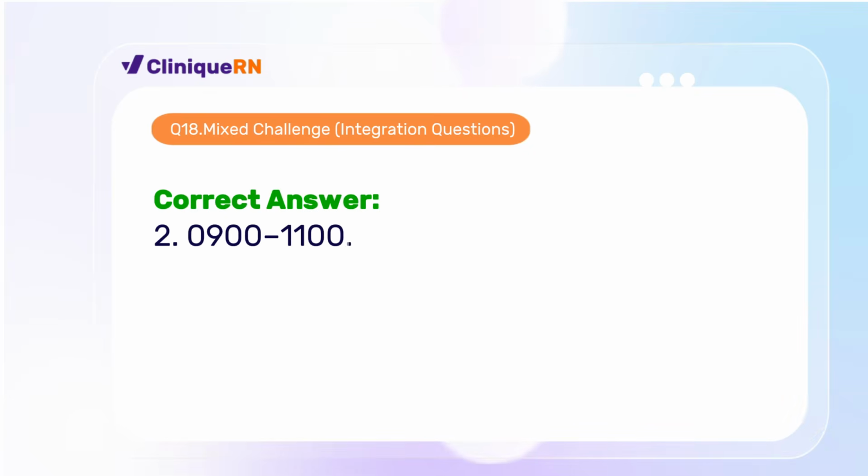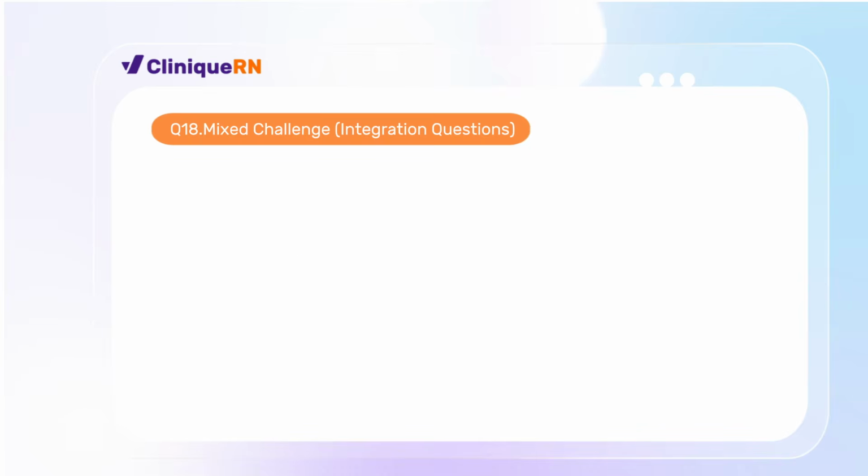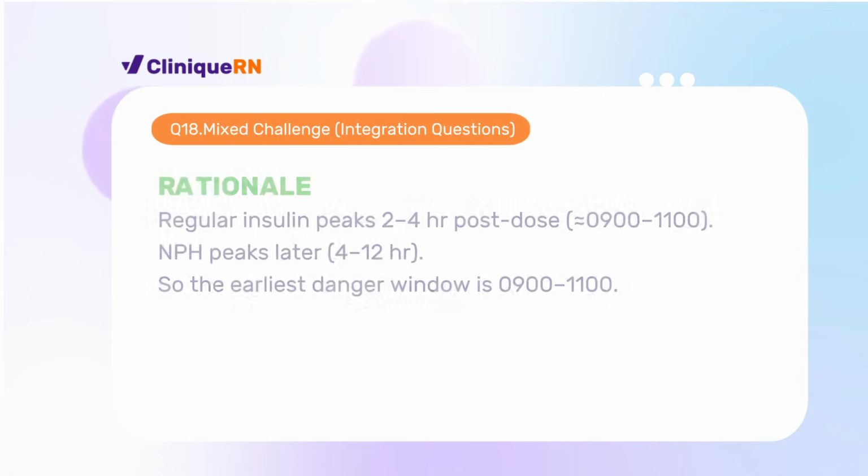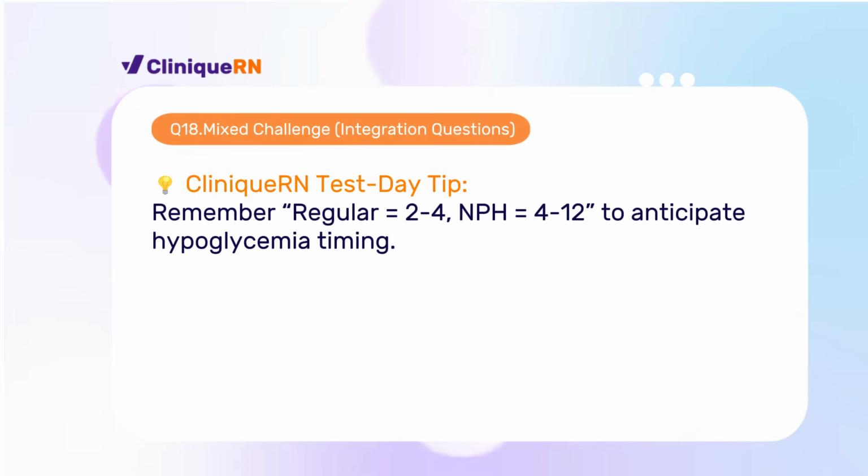The correct answer is 2. 0900 to 1100. Rationale: Regular insulin peaks 2 to 4 hours post-dose, approximately 0900 to 1100. NPH peaks later, 4 to 12 hours, so the earliest danger window is 0900 to 1100. CliniqueRN test day tip: Remember, regular equals 2 to 4, NPH equals 4 to 12 hours, to anticipate hypoglycemia timing.